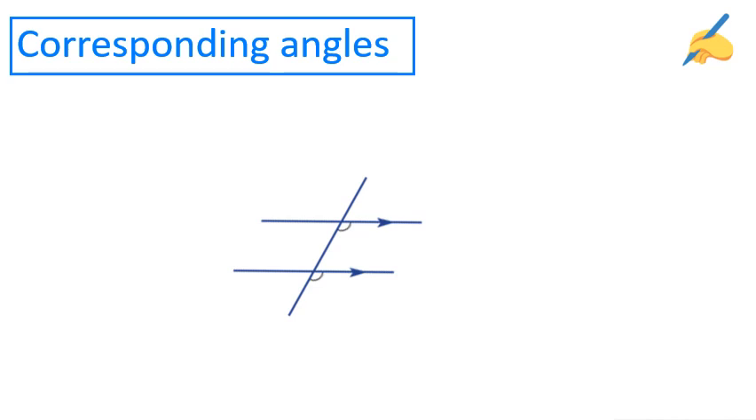There are different types of angles in parallel lines. The first type we're going to look at is corresponding angles. Corresponding angles are equal. So that means this angle here and this angle here are equal, or the same. We identify corresponding angles because they make an F shape, like this.